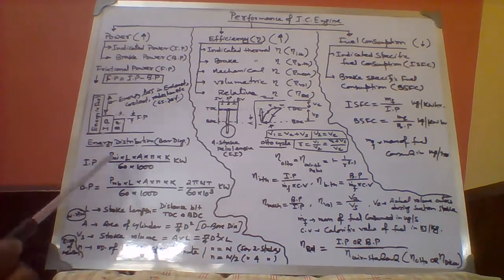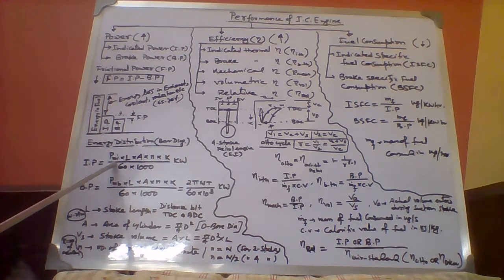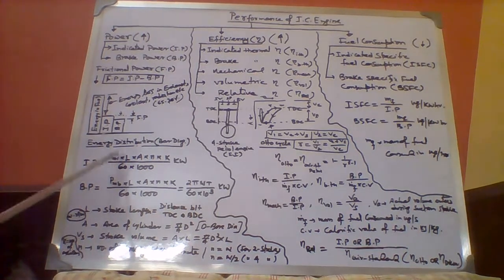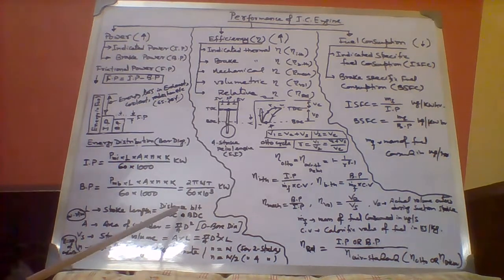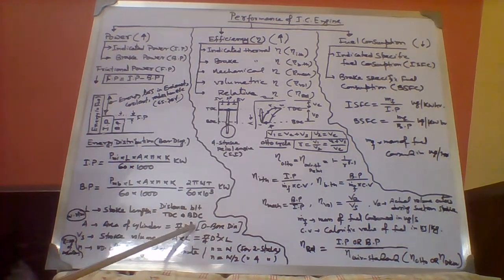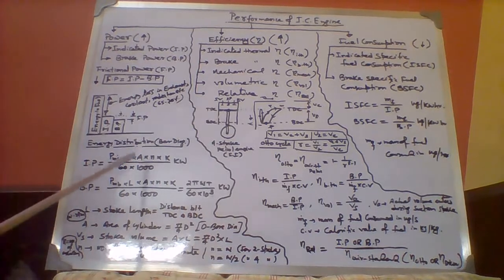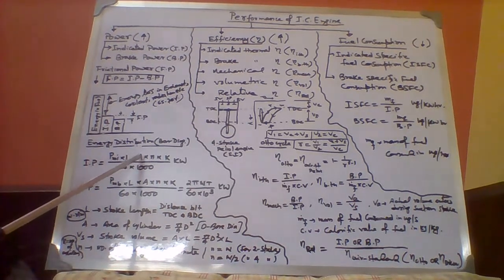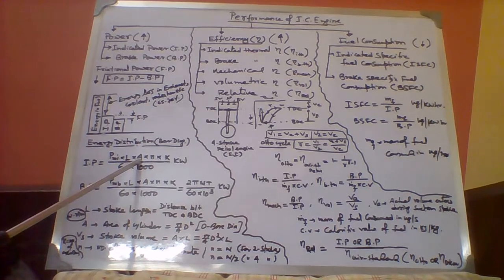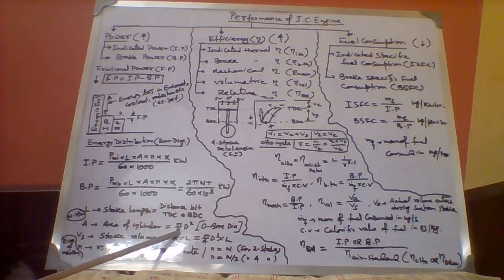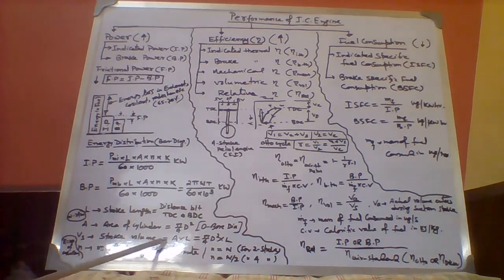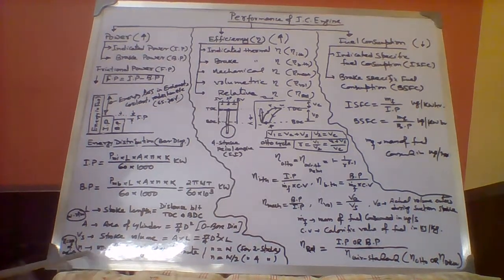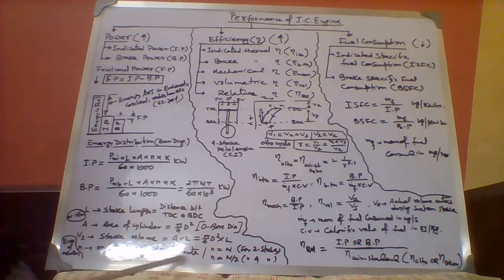We calculate the IP in that form as PMI, that is indicated mean effective pressure in Newton per meter square. L is indicating the stroke length, that means the distance between TDC and BDC over here. A means the area of the cylinder, and it should be calculated by pi by 4 d square, where d is the bore diameter. What about n? Small n is the number of working strokes per minute.